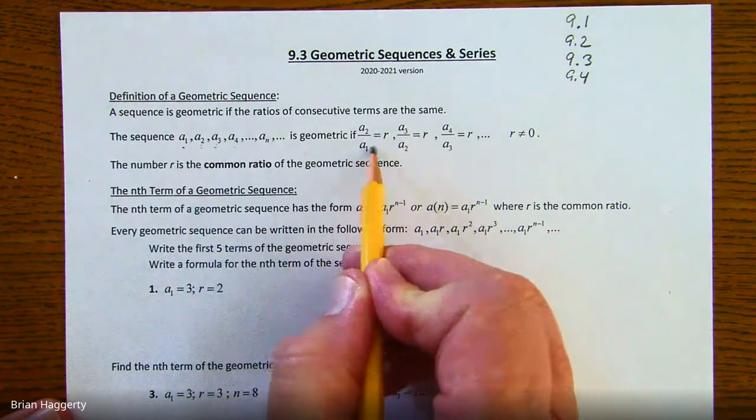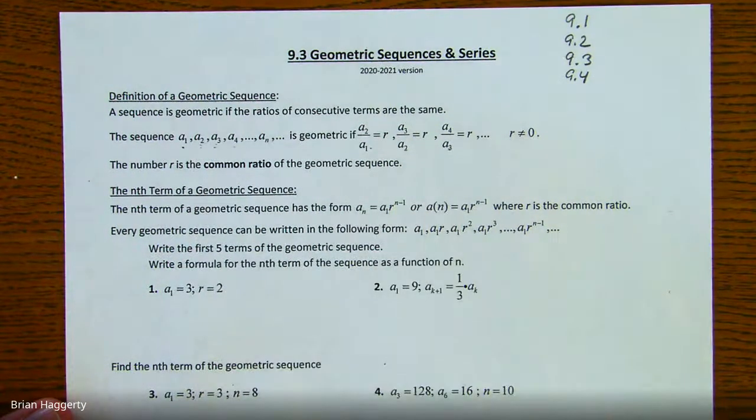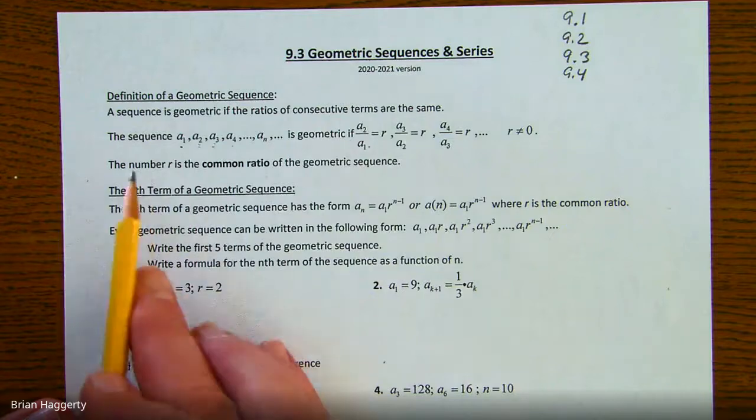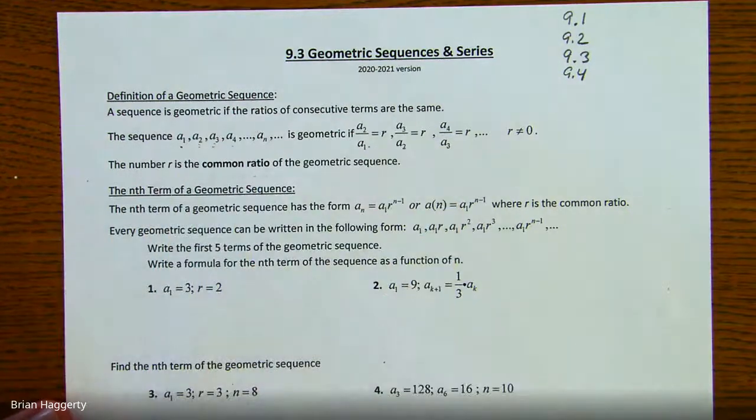If all those are the same, then we have a common ratio, and that common ratio is going to be R. And the one restriction here is R can't be 0, because that makes for a very uninteresting sequence if your ratio is 0. So the number R is the common ratio.